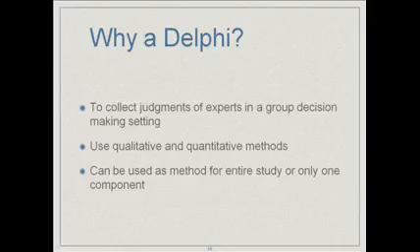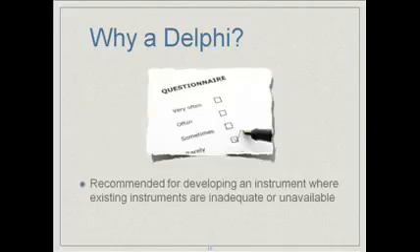So the Delphi is a specific mixed method design, and it's called a sequential exploratory design. This type of design involves a phase of qualitative data collection and analysis, as we just did, followed by a phase of quantitative data collection and analysis. The quantitative data collection builds on the qualitative data. And this type of design is recommended for developing an instrument where existing instruments are inadequate or unavailable.